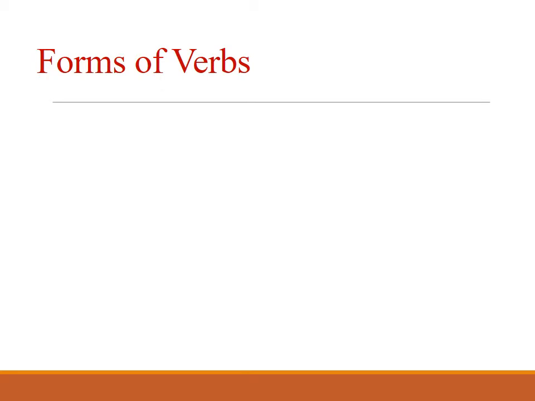Now, which are the forms of verbs? This is also very important. To do your tense, we need to know the forms of verbs. The first form of verb is the present form, for example, go. The second form of verb is the past form, for example, went. The third form of verb is the past participle, for example, gone.